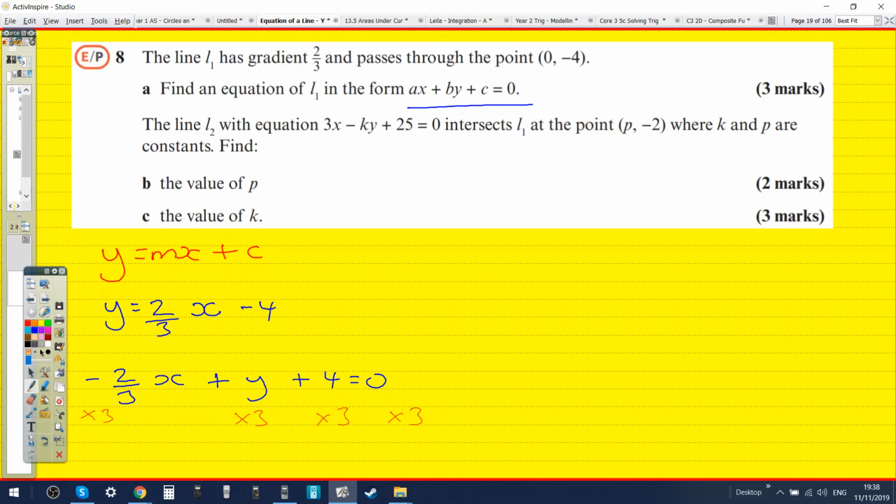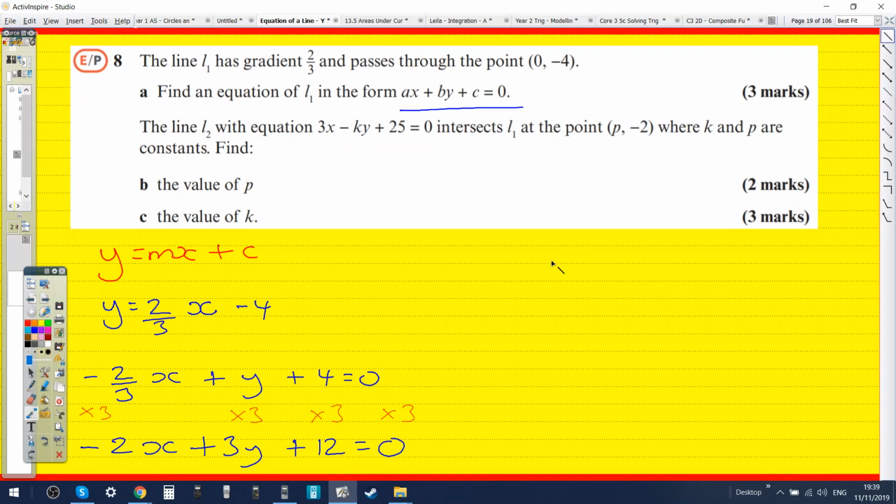So, which will be minus 2x plus 3y. Yeah, don't forget the x. Oh, sorry, minus 2x plus 3y plus 12 equals 0. And is that the answer now? That's the answer, yeah. Okay.